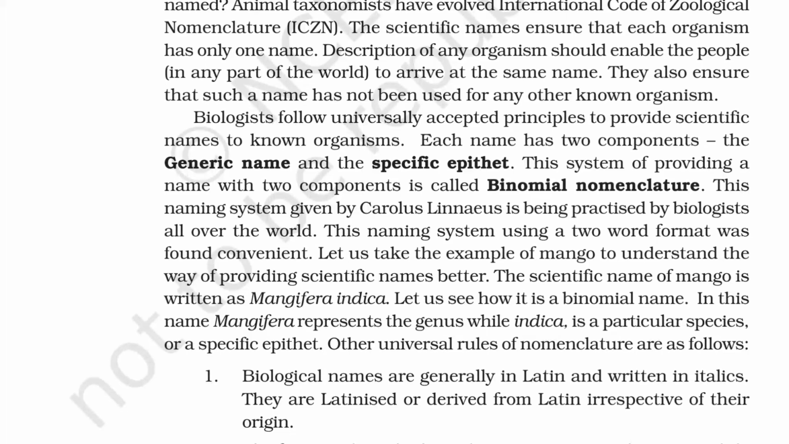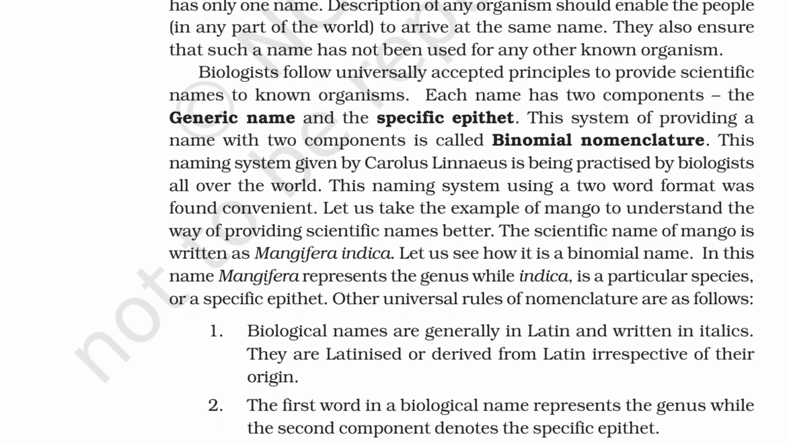Each name has two components, the generic name and the specific epithet. This system of providing a name with two components is called binomial nomenclature. Binomial, what is that? First one is the generic name, second one is the specific epithet.